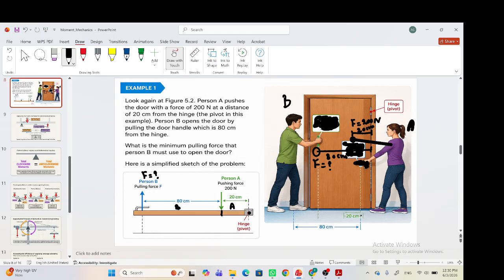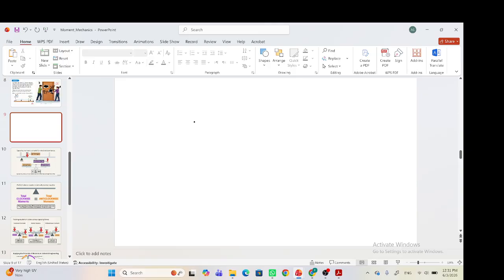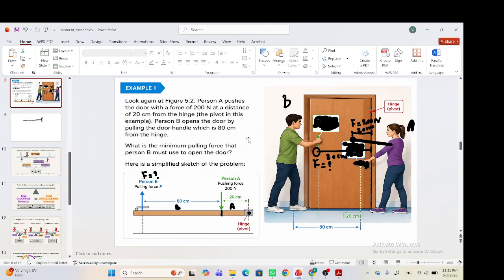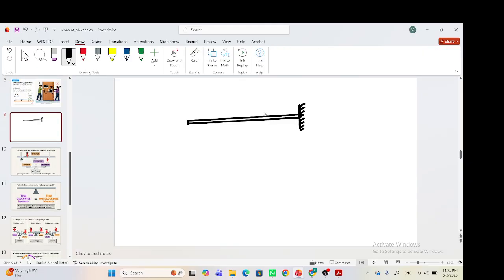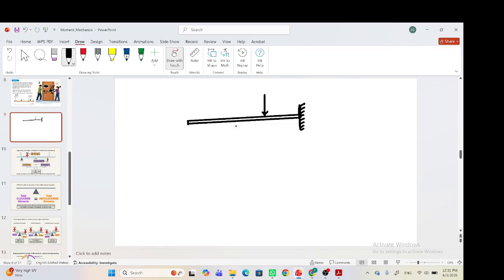So based on the question we have it like this. Let me open a new slide. I want to make this question very simple for you. For example, here we have this condition, and this is the fixed point where the door is fixed, the fixed point or pivot, as we call it. The first person, person A, applies a force in this direction, and the second person will apply a force in the opposite direction.